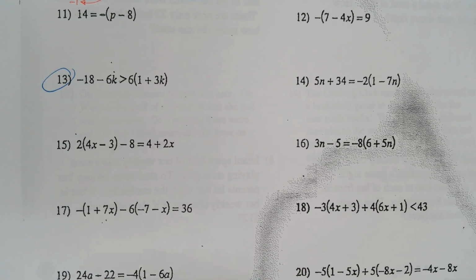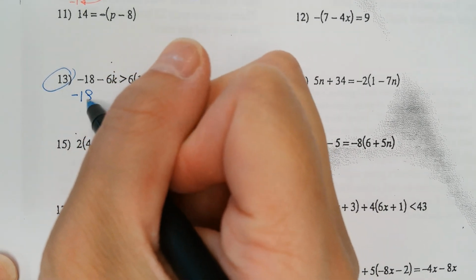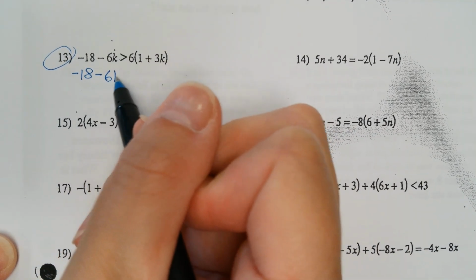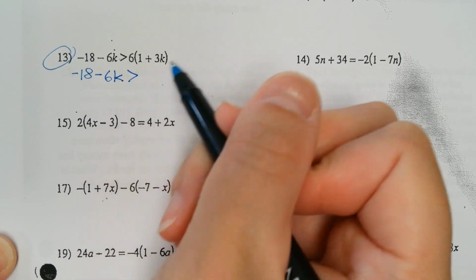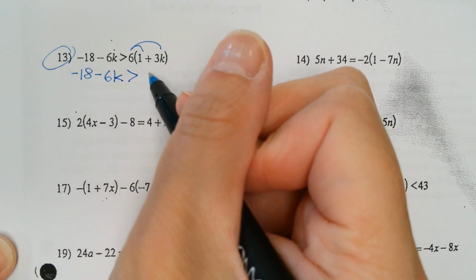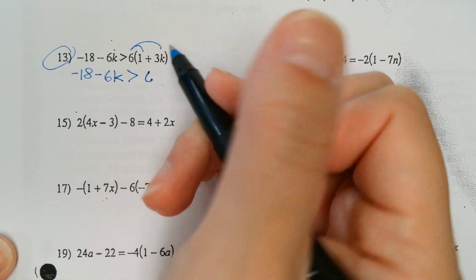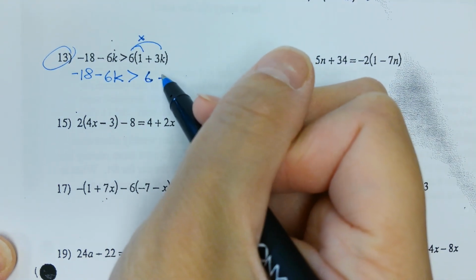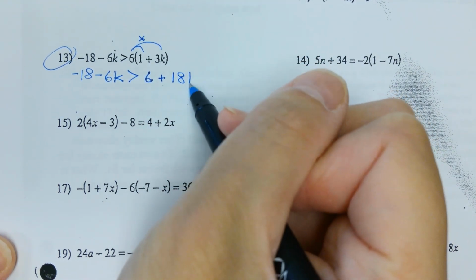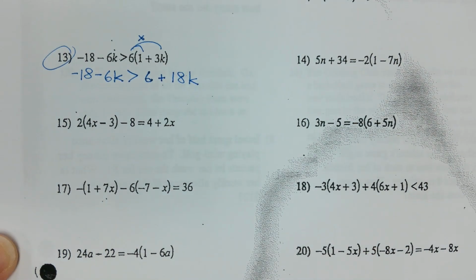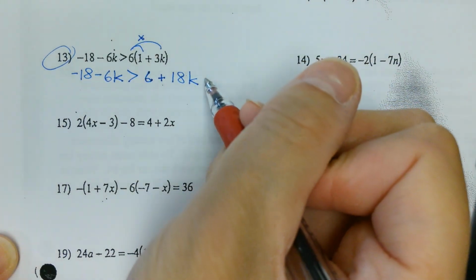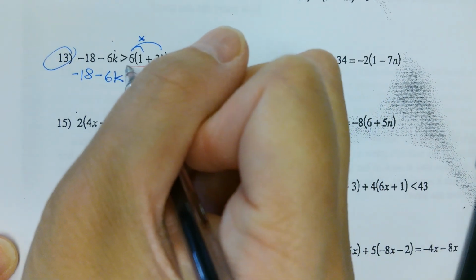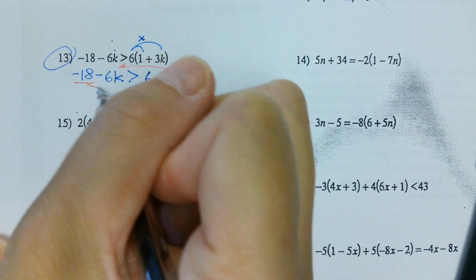-18. Can you show me the question? -6k. You take the sign of the 6 and multiply it. So it would be 6, and then 18k plus 18k. And then now you put it on terms. So -6k and 18k. When you move it, you have to change the sign.